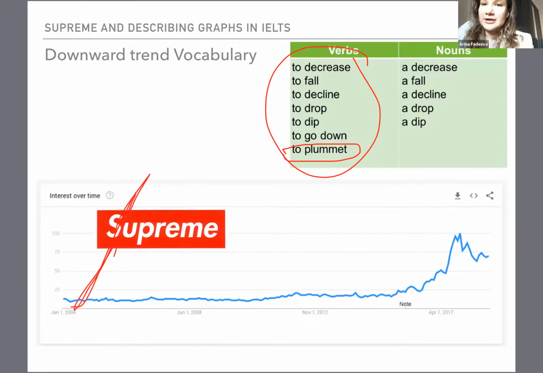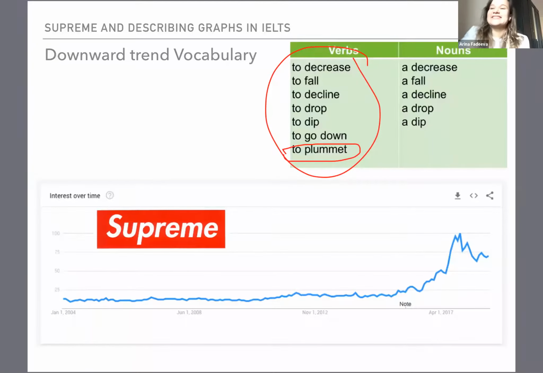Sorry, it's downward trend. What am I doing? Sorry. So for example, from 100 to 0, this could be to plummet. Be really careful here. And if you are an advanced or upper intermediate level student, you know the difference. If you are just starting your preparation, be careful with these words. Just go with decrease, fall, decline, drop for the first time, and then you'll get it.